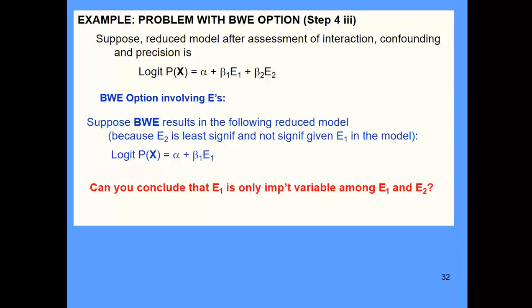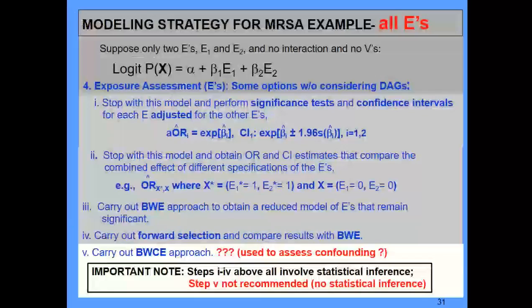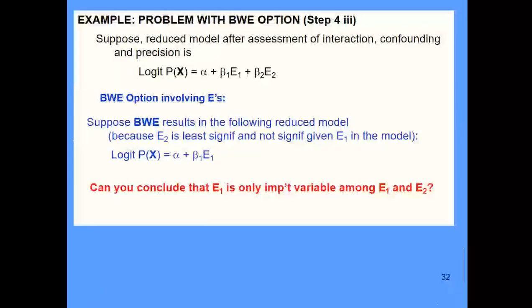Okay, so now there's a problem with this option, though. There's a problem with the third one, the backward elimination option that I want to talk about. Here's the problem. Here's the model we're starting off with, and suppose we do backward elimination, and suppose this results in dropping E2.